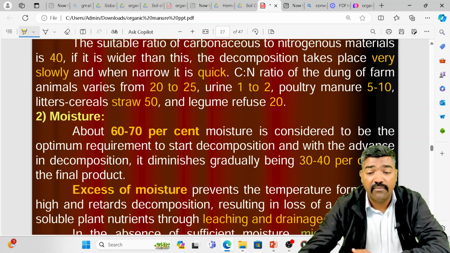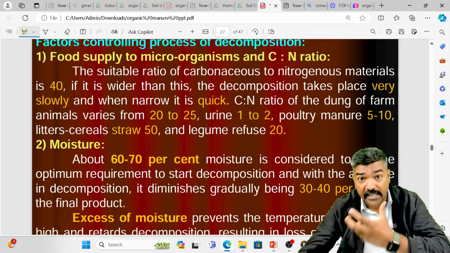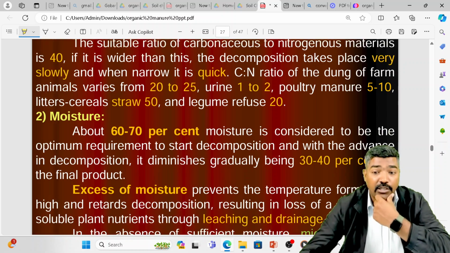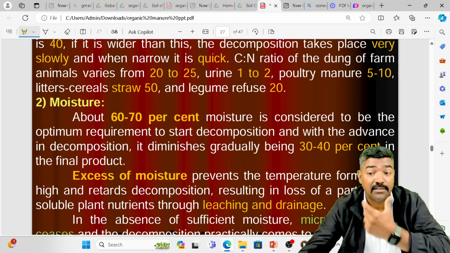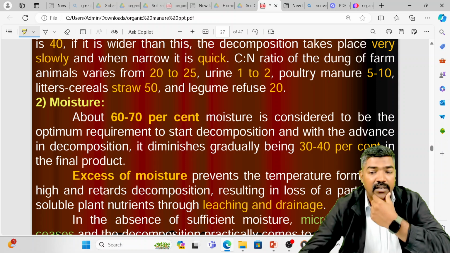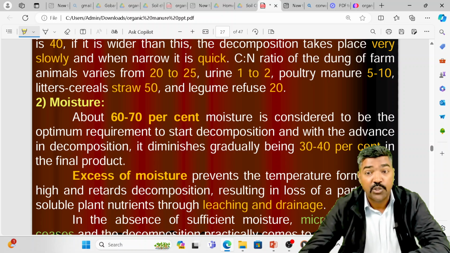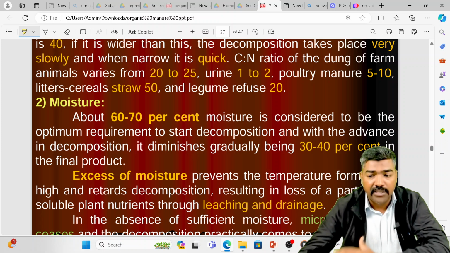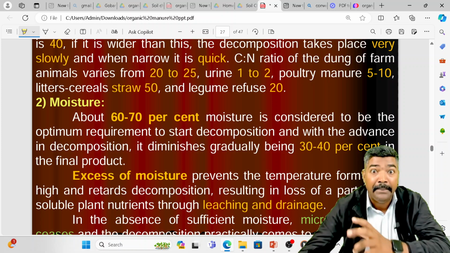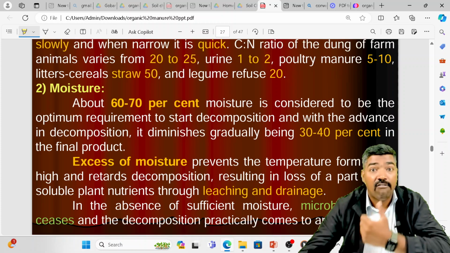The second important factor for controlling the process is moisture. Moisture of about 60 to 70% is considered to be the optimum requirement to start decomposition, and with the advance in decomposition, it diminishes gradually to 30 to 40% in the final product.